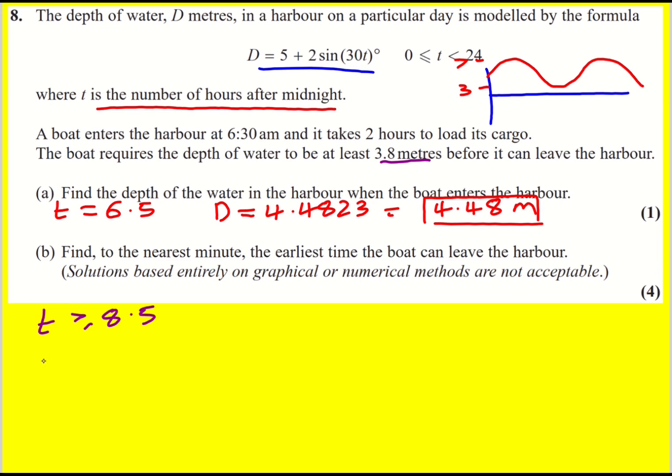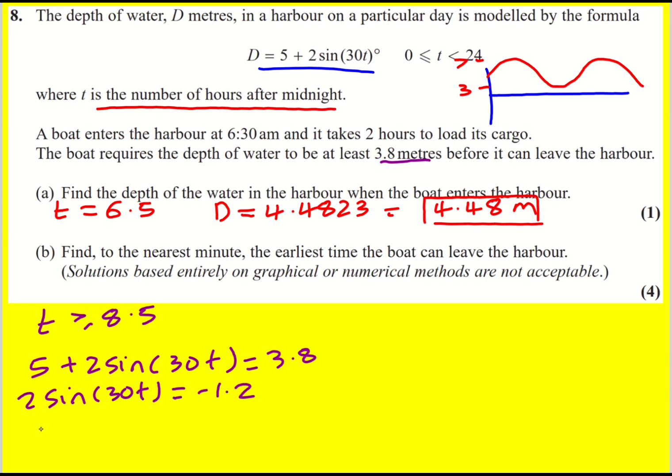Okay, well, let's create an equation. I need the water to be increasing at the time rather than decreasing, but it should all be okay to figure out. So we want to solve 5 plus 2 sine 30t is equal to 3.8, which means 2 sine 30t is minus 1.2. So sine 30t is minus 0.6.